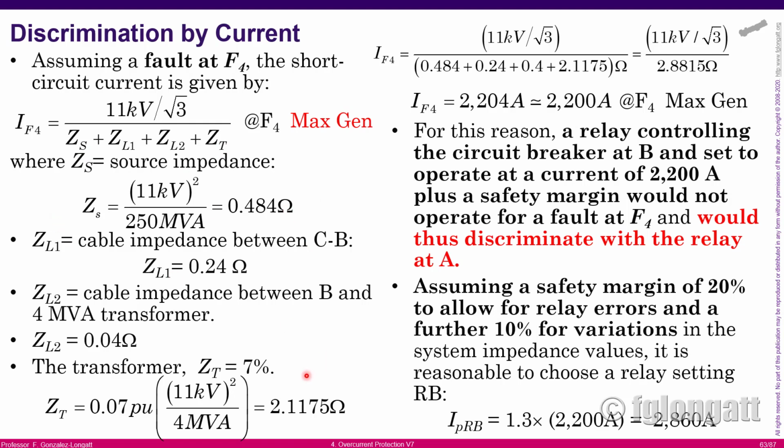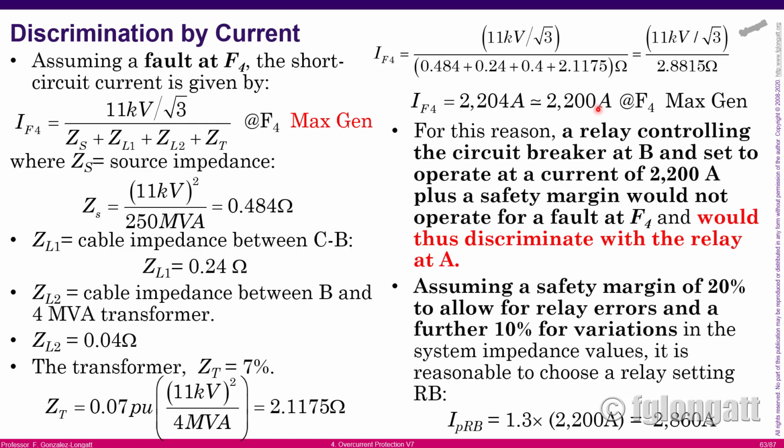We have a transformer in the middle that is 7% impedance, and the problem is that it's introducing a big impedance. Okay, if you compare, the source is 0.4, the cable is 0.2, the second cable is 0.04, and this transformer is including a huge reactance here, 2.11. Okay, as you can see, the short circuits are reduced to 2.2 kiloamps.